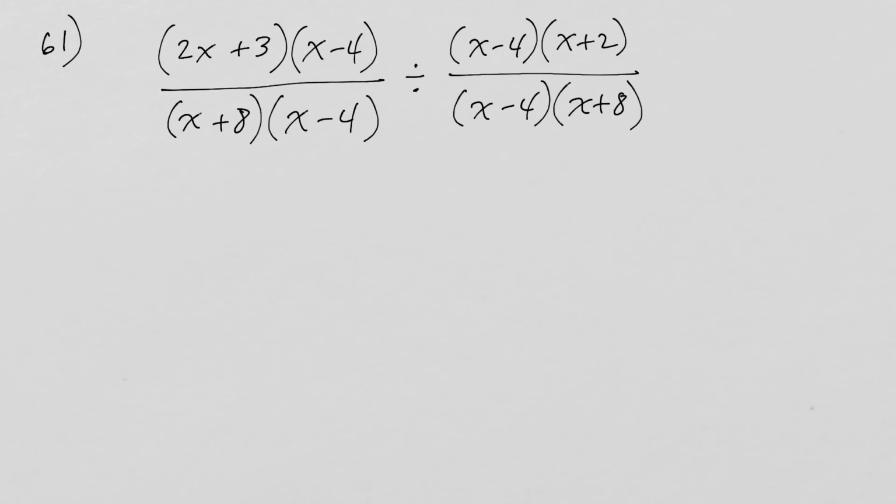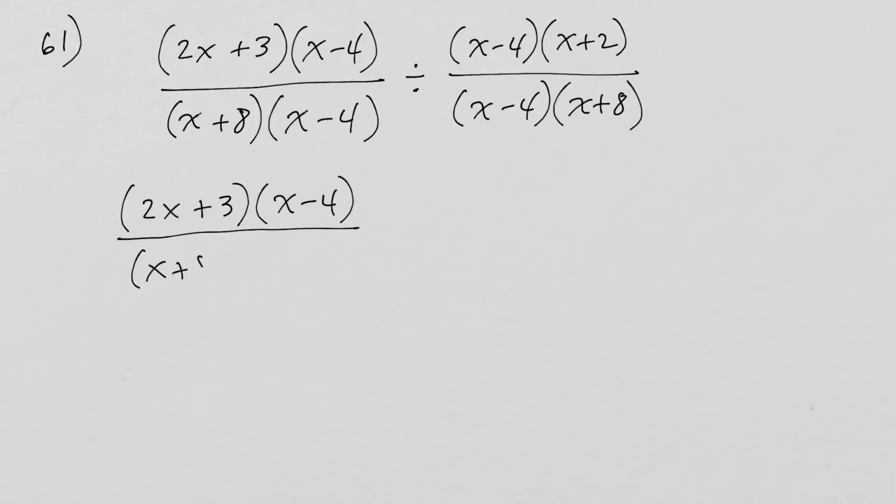Okay, remember, a division, you can simply change it to a multiplication by flipping over the second fraction. So I'm going to rewrite this as 2x plus 3 times x minus 4 over x plus 8, x minus 4. And I'll change this to a multiplication, and now this goes on top. X minus 4, x plus 8.